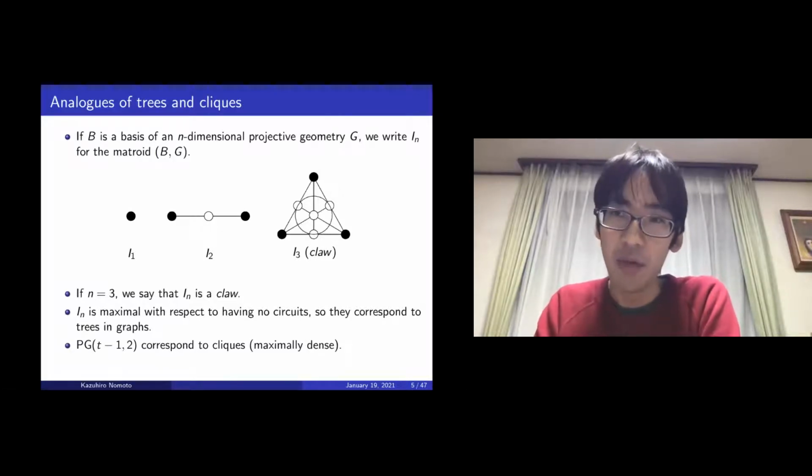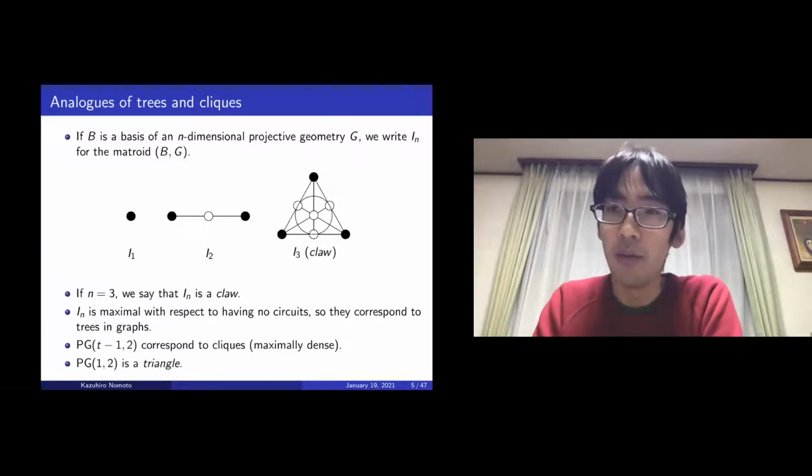And the second ingredient in the conjecture is cliques. For cliques, we have something easier. So I'm simply going to use projective geometries as my candidate for cliques, right? Because they're the densest things you can find of any given dimension.